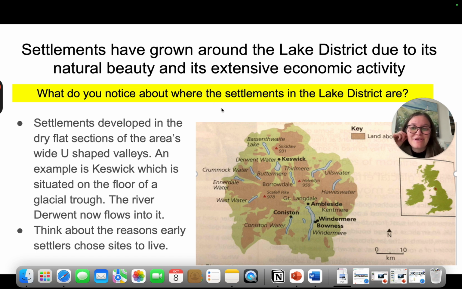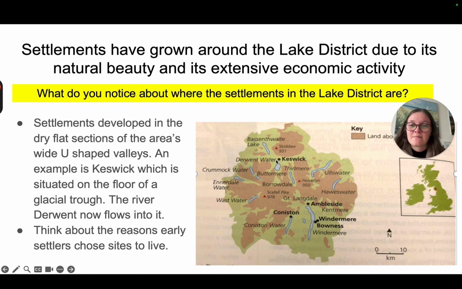Settlements are usually developed in the dry and flat sections of the valleys area, U-shaped wide valleys. An example is Keswick, which we found up here, situated on the floor of a glacial trough. The river Derwent now flows into it, which is why the lake in Keswick is called Derwent Water. Think about the reasons early settlers might have chosen to live in these sites and note them down for me.